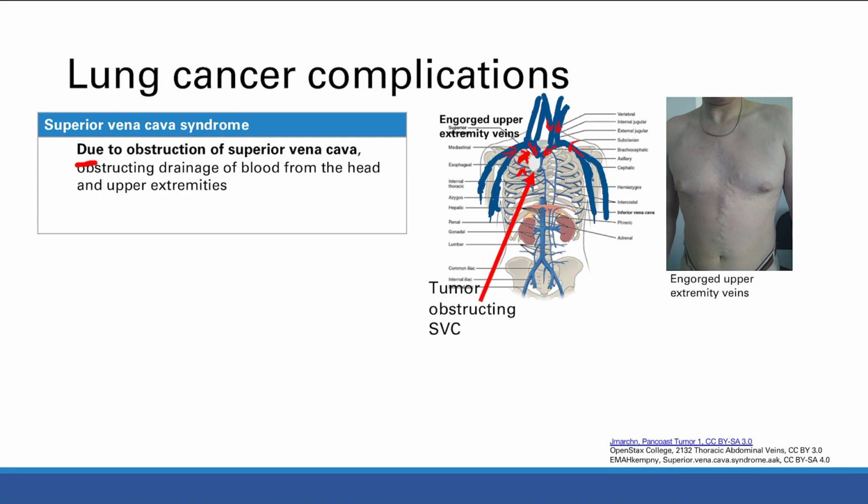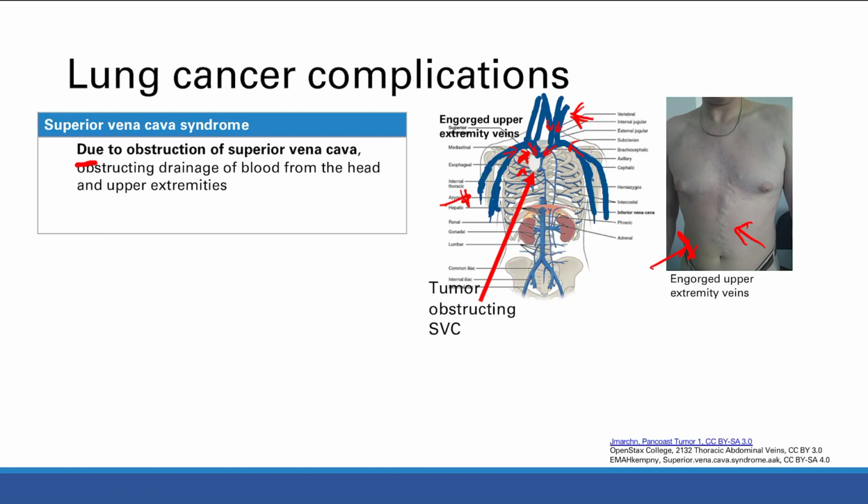You're going to see swelling and edema of the involved areas. Involved areas include the arms and the neck and the head. So swelling and edema of the arms, neck, and the head. And you're also going to see these super dilated, engorged veins in the upper torso. Okay, and this is characteristic of superior vena cava syndrome. That's because you have a lung tumor that's compressing the superior vena cava.